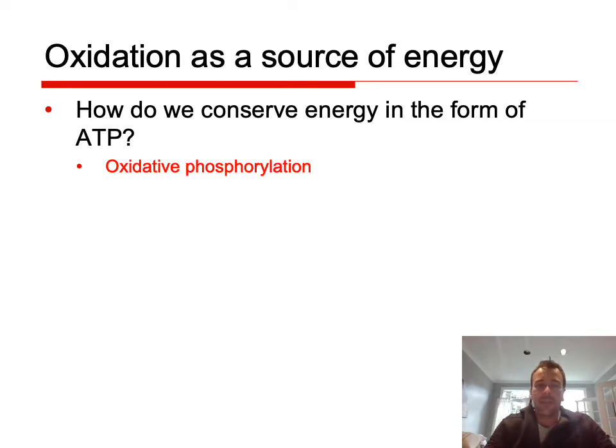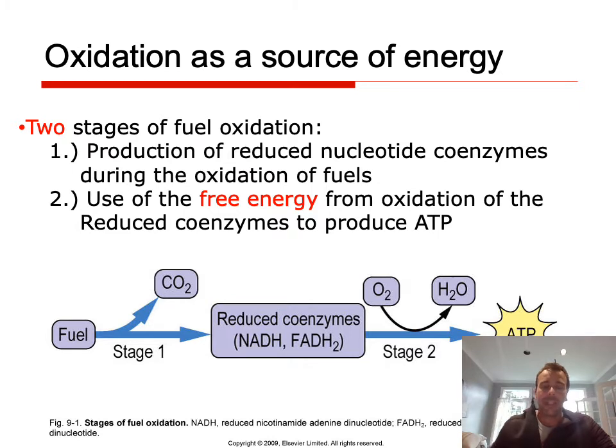How do we conserve energy in the form of ATP? Well, it's due to this process of oxidative phosphorylation that we're going to talk about. There are 2 stages of fuel oxidation. The first I've already talked about, and other lecturers have talked about the oxidation of fuels; I talked about the oxidation of lipids. During that process, you produce reduced nucleotide coenzymes. What we're going to be talking about today is the use of the free energy from the oxidation of those reduced coenzymes to produce ATP.